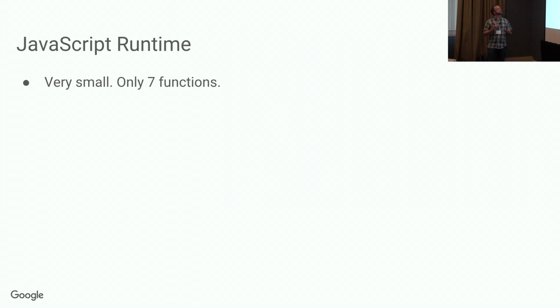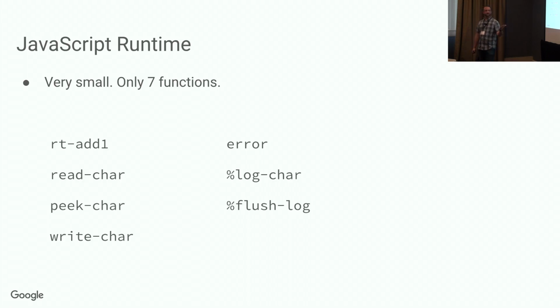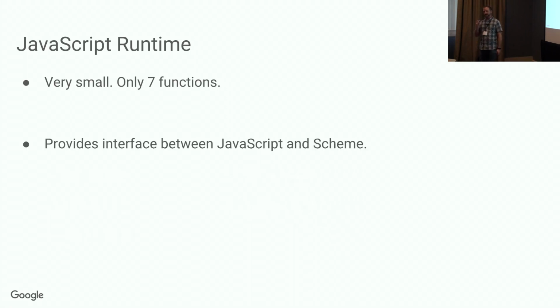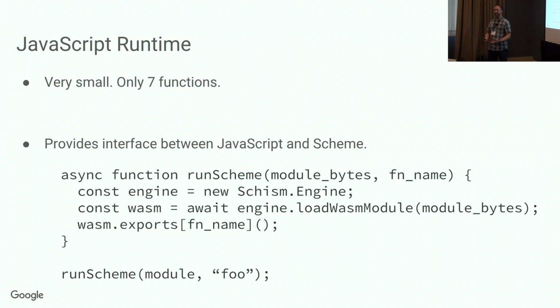The other part is I needed a runtime in JavaScript to actually connect it to the rest of the world. You could write this runtime in other languages too, just JavaScript was most convenient because that's where our best supported WebAssembly embeddings are. It only had 7 functions, and those are them. The add one function was just to make sure I could actually call JavaScript functions, and the rest is all input and output, so it's super small. I also include a minimal interface so you can call from JavaScript to Scheme without doing a whole bunch of stuff manually. To load a Schism module and then run a function in it is a couple of lines of JavaScript.